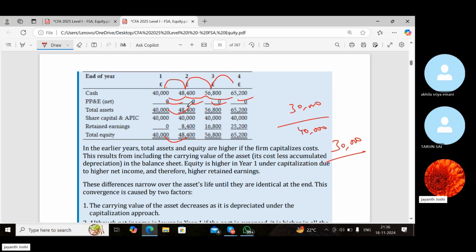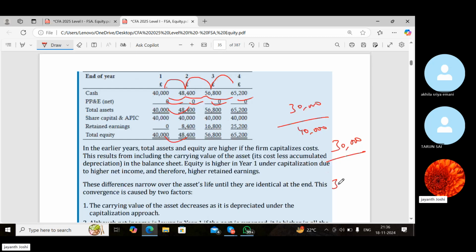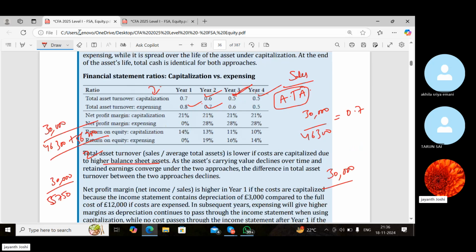So 30,000 divided by 44,200, I'm getting almost 70%. And then next year also, 30,000 divided by the average of these two and these two, you'll get the ratios. Do the calculation part. Net profit margin, what we see every year, is net profit by sales.